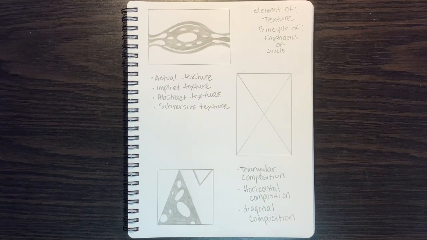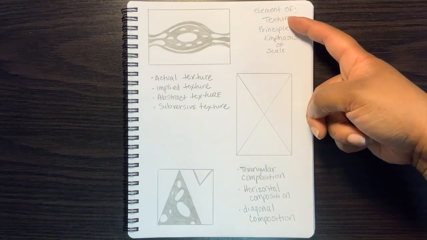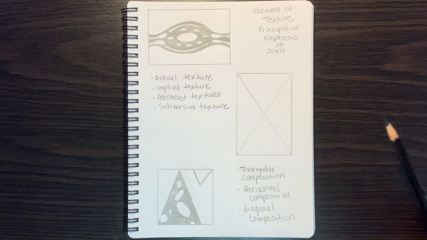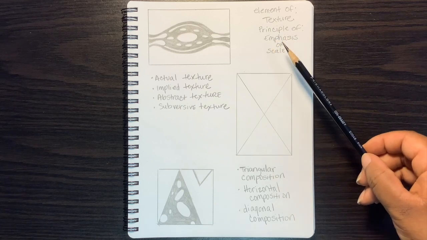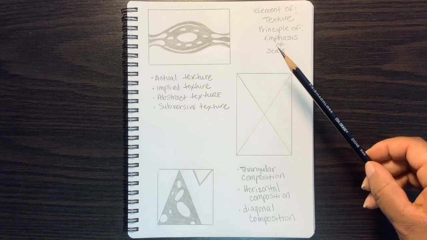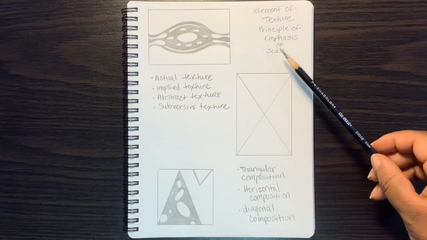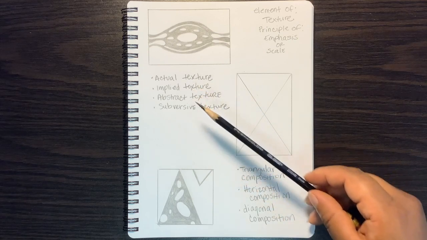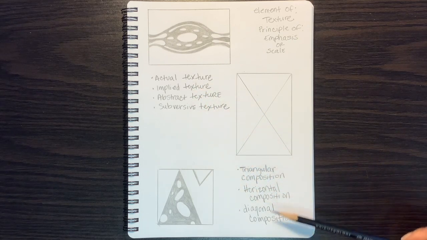So also I'm going to go over that project 4 is triangular composition, horizontal composition, as well as diagonal composition. So when it comes to project 4, students have the option. We already know that the element is going to be texture, but they have the option of choosing emphasis or scale. And typically we may end up falling under this or doing both of these without even having to choose an option. But they also have the option of choosing what type of texture they want to use.